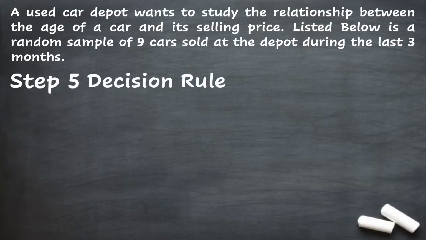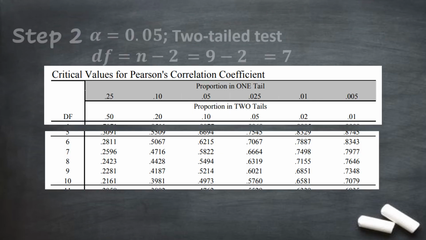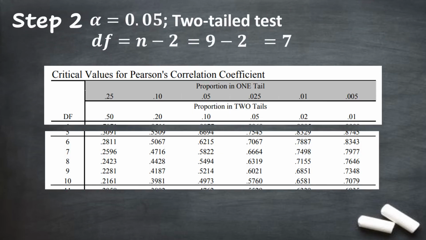Step 5 is the decision rule. Decision rule for Pearson R correlation is reject null hypothesis if the absolute value of the R computed is greater than or equal to the absolute value of your R tabular. Identifying the R tabular, just like what we did in the previous lessons, we have to go back to step 2 and recall the alpha level, the tail test, and the degrees of freedom.